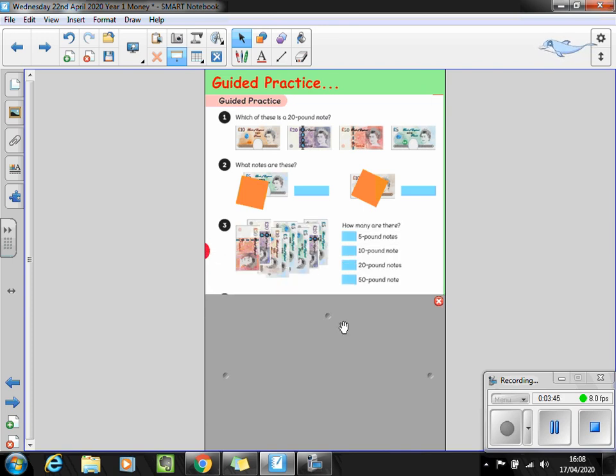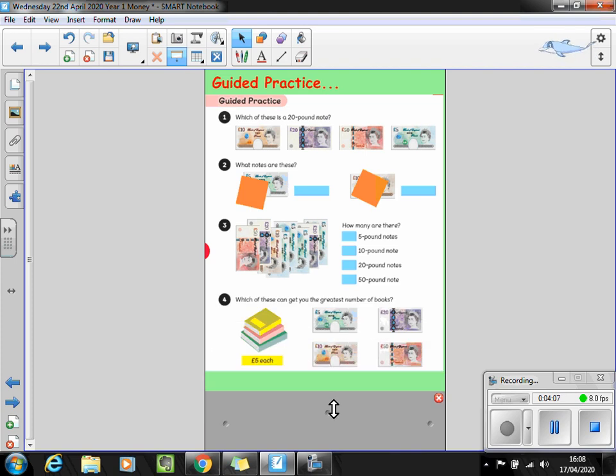Question 3. There's a lot of money drawn in that picture. Can you find out how many there are? How many £5 notes? How many £10 notes? How many £20 notes can you see? And how many £50 notes are there?